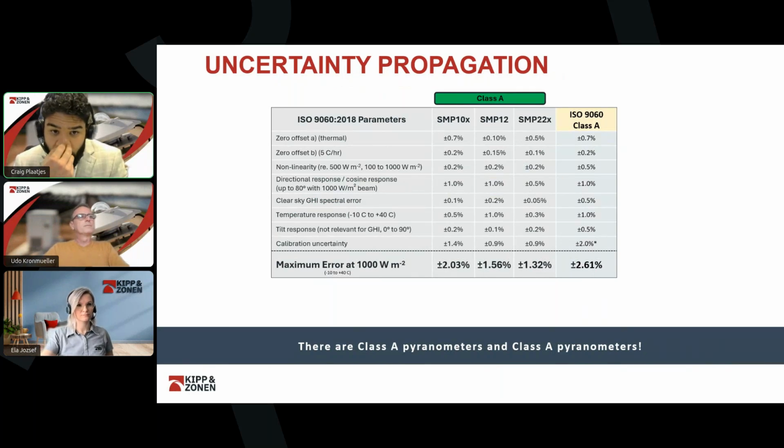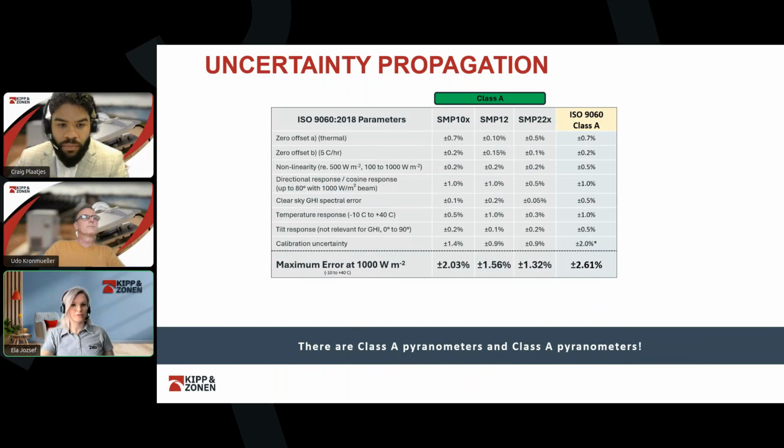So directional response for the SP10, which would be an entry-level Class A, is one of the highest uncertainty contributors. The same goes for the thermal offsets, so zero offset A and B. And these are the exact parameters that we have optimized in the SP12 and SP22. So you can see that by optimizing these big contributors, we're able to pull down the uncertainty of the entire device. And that is all to say that, yes, there are 11 different parameters, but they're not all equal. Some are weighted more than others.